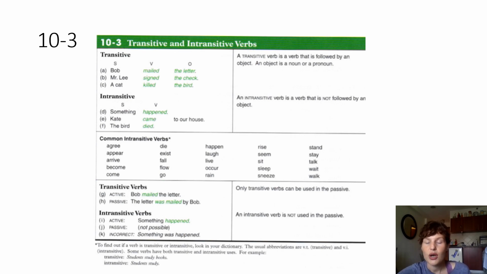Now, some verbs are intransitive, which means they do not take an object, right? They can have a prepositional phrase after, but they don't have an object directly following them, right? Something happened, right? Kate came to our house. The bird died, right? All of these verbs, it's really impossible actually to put an object after, okay? We have a list below of common intransitive verbs. I don't think we would include on the quizzes or the exams any intransitive verb that's not here. So it's a short list, so I would recommend memorizing it, okay?